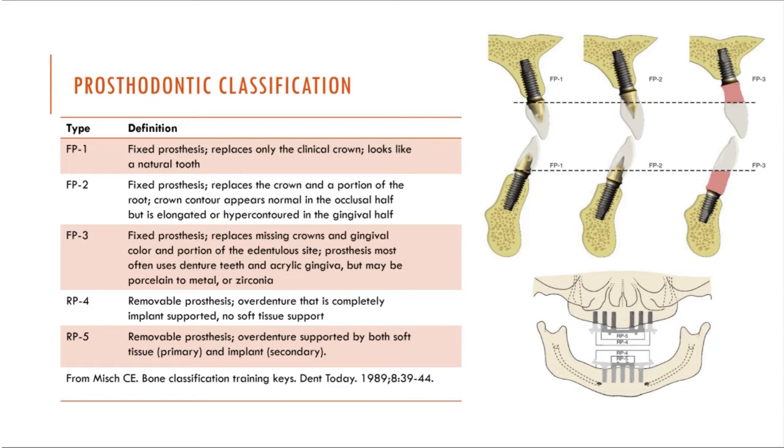The RP4 is a removable prosthesis. It is an overdenture that is completely implant supported. Meanwhile, the RP5 is an overdenture supported both by soft tissues as primary and also implants as secondary. There is a relationship between crown height and implant length. As the crown height increases, available bone height decreases, which means only shorter implants can be used.